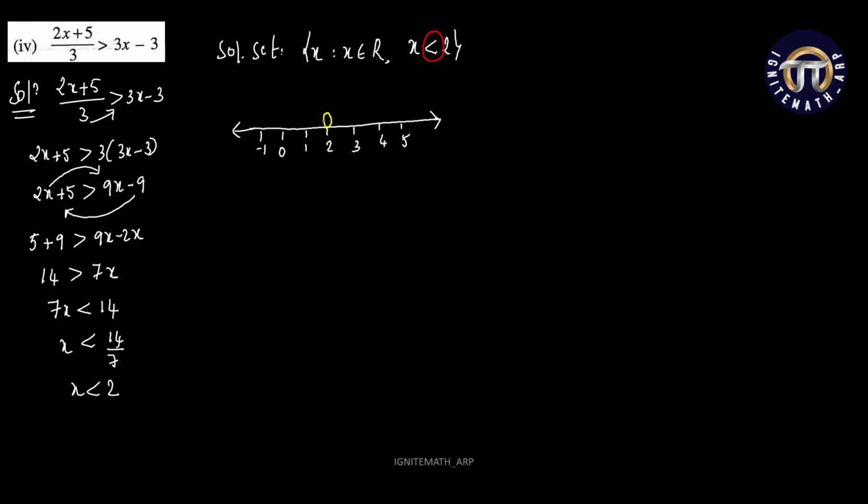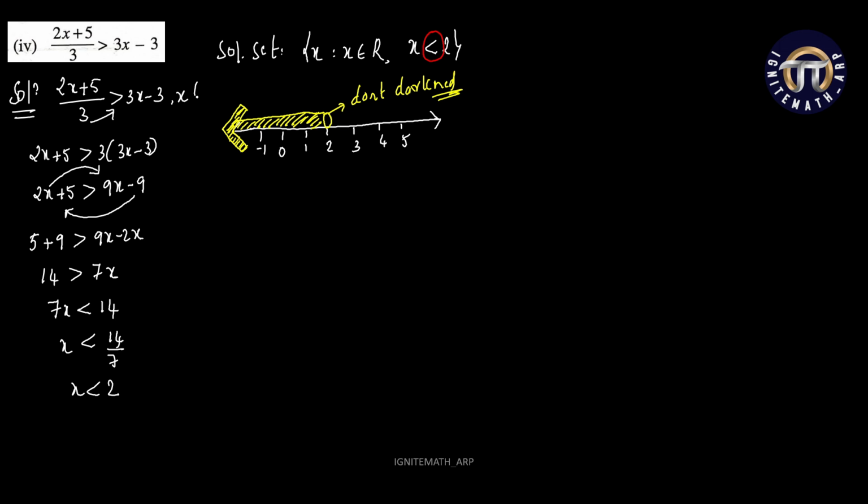Then all the values which are lesser than 2 fall towards the left side of 2. So this is all the solution set. Clear, children? This is all the solution set, and the lower limit is infinity, so I need to darken the arrowhead. So this is our solution set. You should not darken the circle written on 2, because it says x is smaller than 2. Clear? So now let's go to the next question.